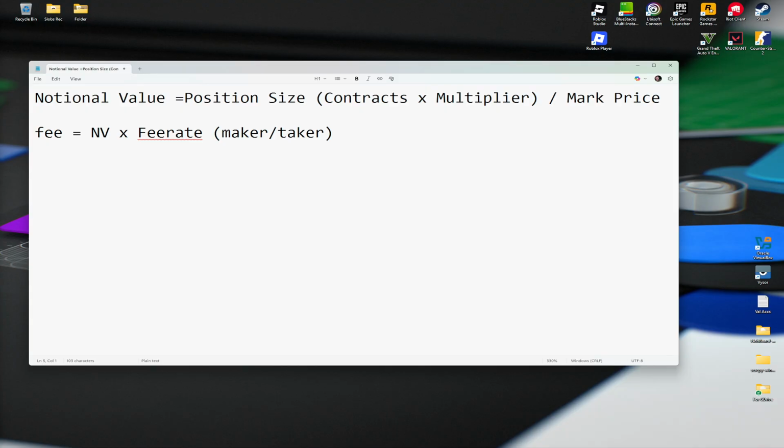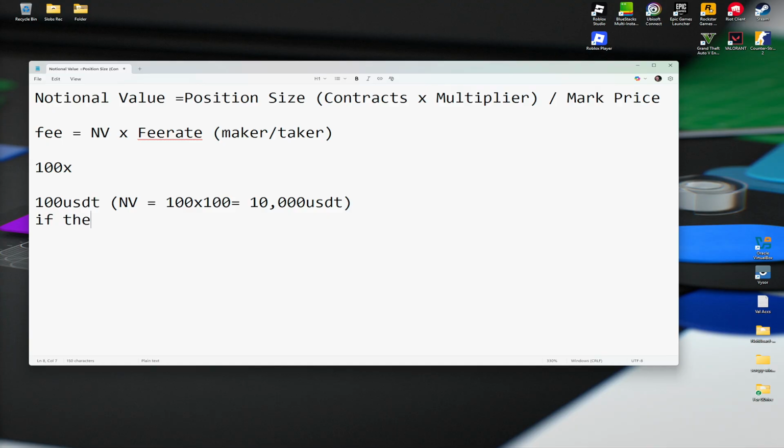So for example, you open a 100x leverage position with 100 USDT. Let's go ahead and type down 100x for 100 USDT. The notional value for this one is equal to 100 multiplied by 100, and it will be equal to 10,000 USDT.